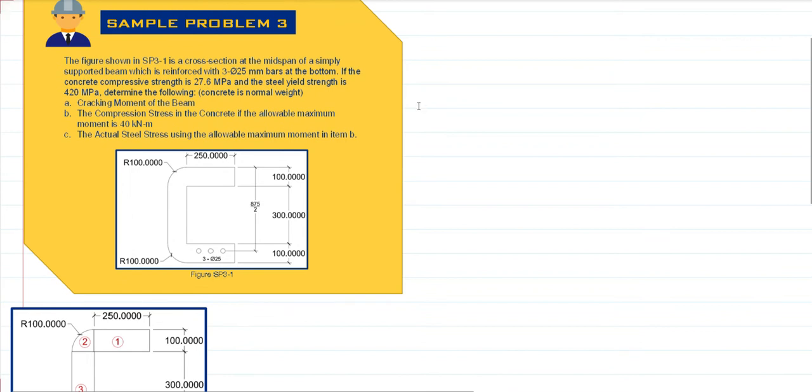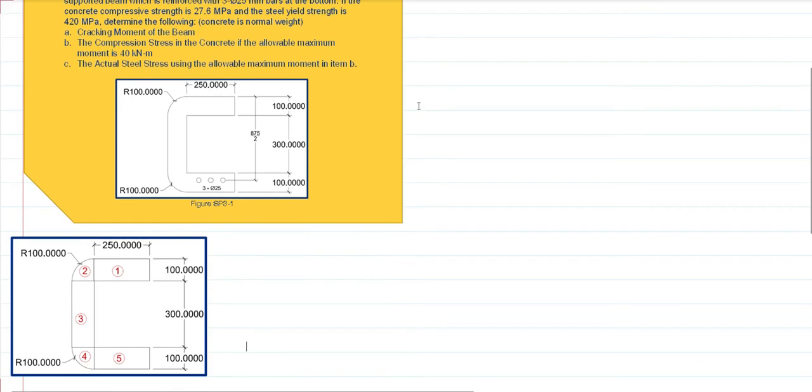So dito, binigyan niya tayo ng concrete compressive strength. So concrete compressive strength is the F prime C. So sabi niya doon that is 27.6 megapascals. Then, yung steel yield strength naman is 420 megapascals.